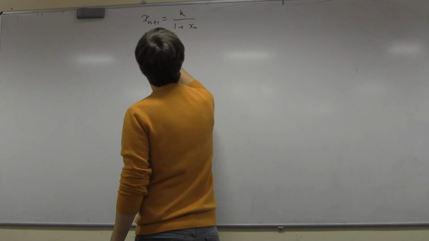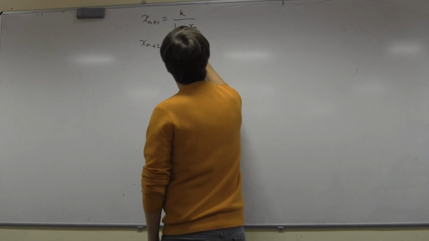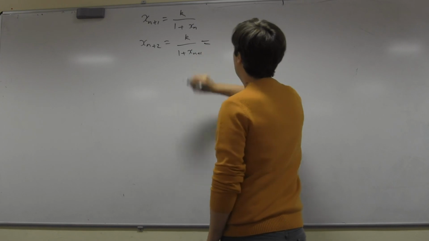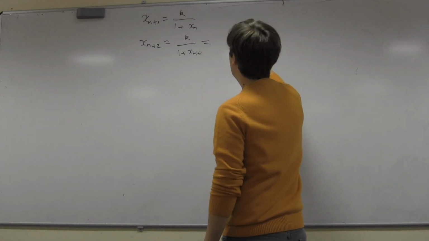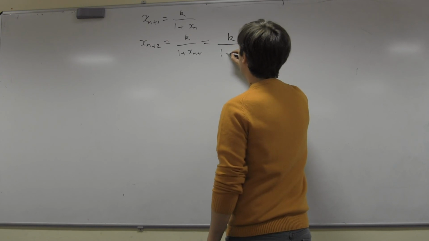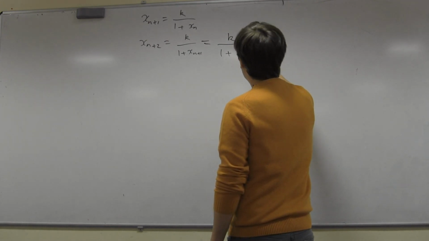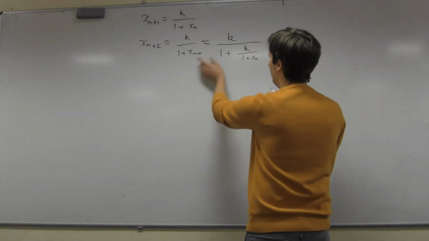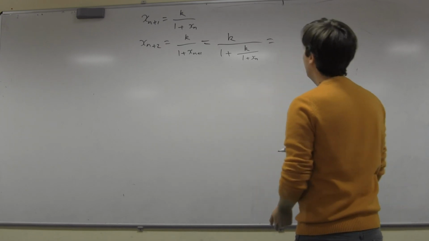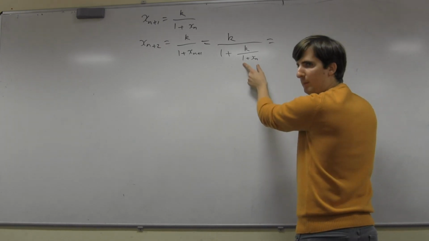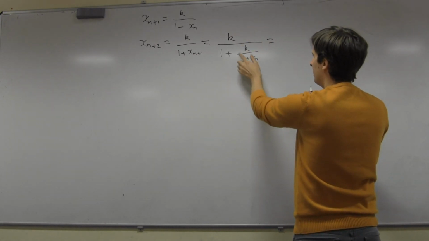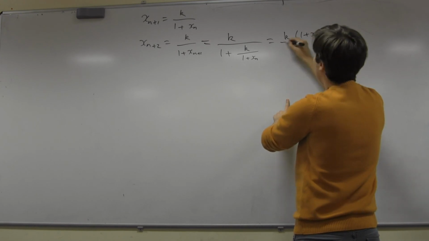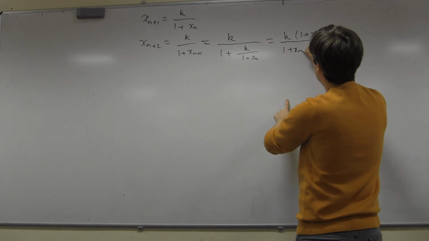So xn plus 2 is k over 1 plus xn plus 1, just from the definition. Now let's plug in for xn plus 1, something you'll do a lot in macro and time series econometrics. That gives k over 1 plus k over 1 plus xn. All we've done is plug in from the definition. Let's simplify a bit. We've got 1 plus xn on the bottom, it's a bit of a mess, so let's multiply top and bottom by 1 plus xn. So we have k times 1 plus xn divided by 1 plus xn plus k.